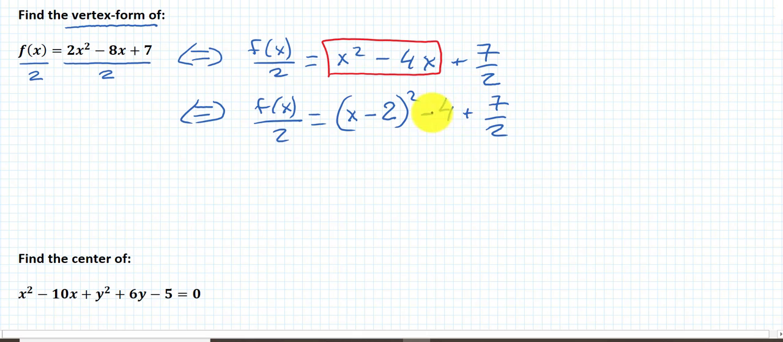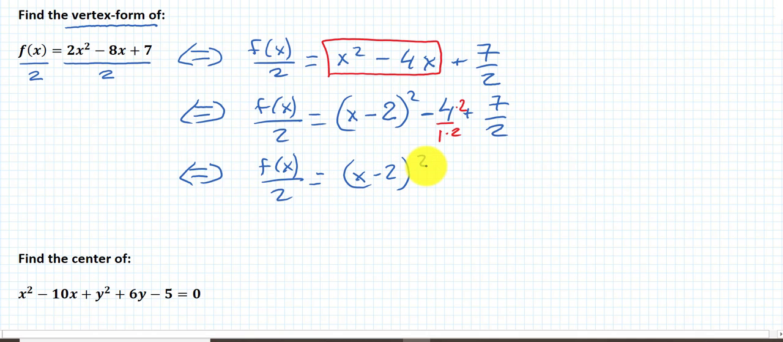Okay, I need to combine these two numbers, so I multiply both sides by 2 right here. So if and only if f of x over 2 equals, so x minus 2 squared. So this is minus 8 plus 7, which is minus 1, minus 1 half. Am I done right here? No. I want to solve for f of x, not f of x over 2. So what do I need to do?